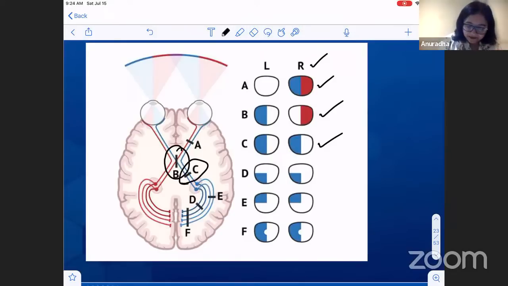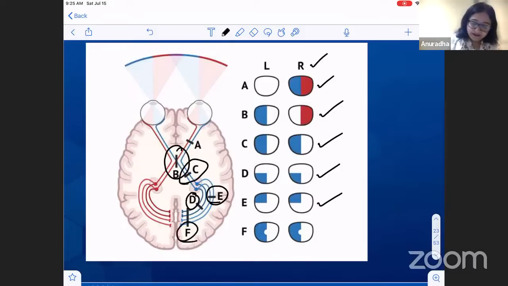Okay? If the lesion is in the parietal lobe, then you get pie on the floor, again contralateral inferior quadrantanopia. If the lesion is in the temporal lobe, you get pie in the sky, superior quadrantanopia on the contralateral side.